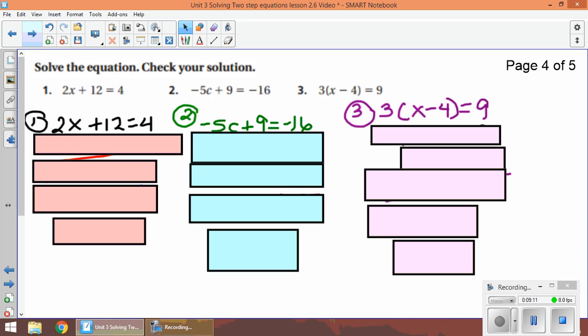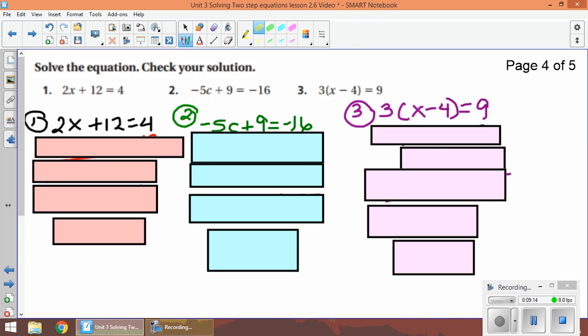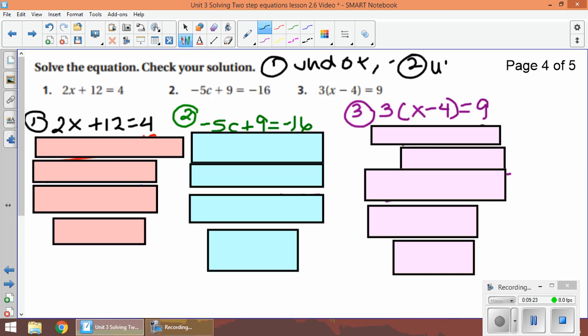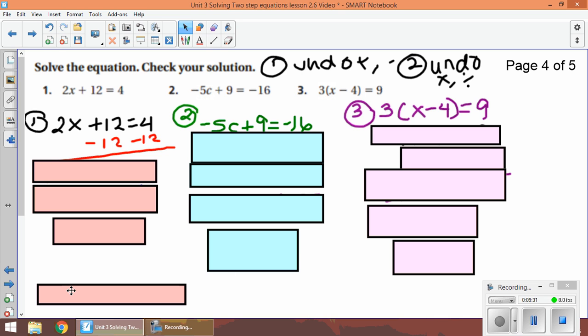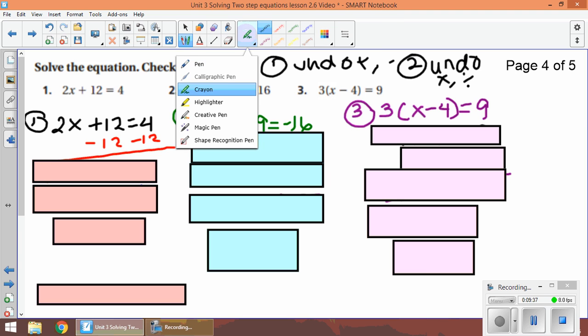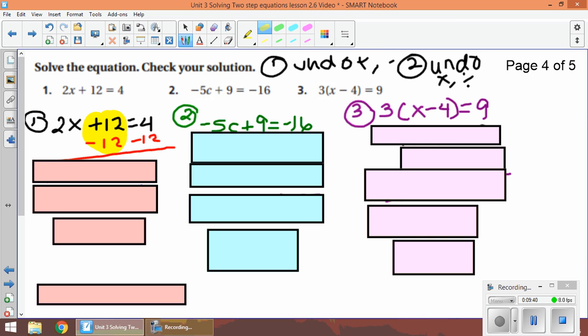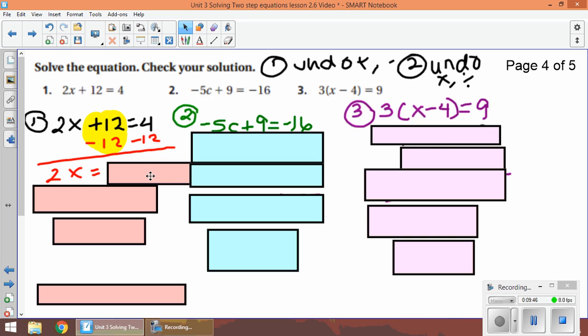Okay, so here's the solution to number 1. So remember, step 1, you're going to undo addition or subtraction, and in step 2, you're going to undo multiplication or division second. So for number 1, the first thing I'm going to do is subtract 12. I'm going to undo the addition. So I subtract 12 from both sides. That leaves me with 2x equals, and then 4 minus 12 in your calculator should give you negative 8.